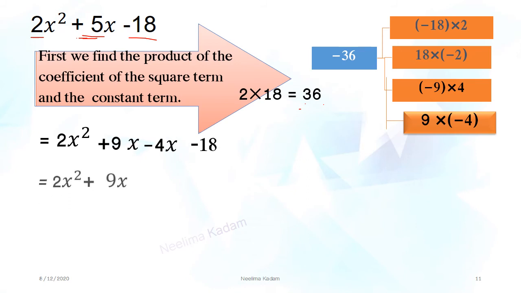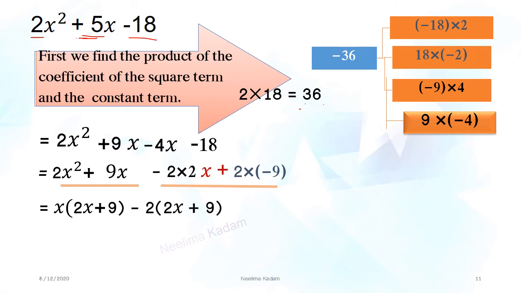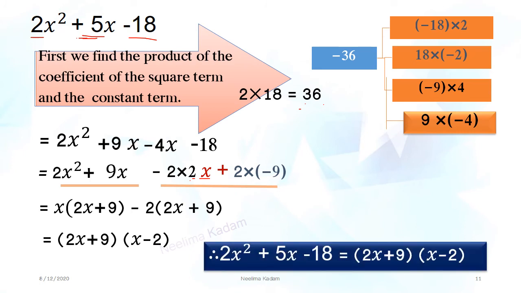Now again we will split like this: 2x square plus 9x minus 4x means 2 2s are 4 and 2 9s are 18. Because here, see here, x will be common and here 2 will be common. So x into 2x plus 9, here minus 2 common, remaining 2x. This minus sign will come out, so it will become plus 9. So 2x plus 9 will be common and x minus 2. So factors of 2x square plus 5x minus 18 is equal to 2x plus 9 into x minus 2.